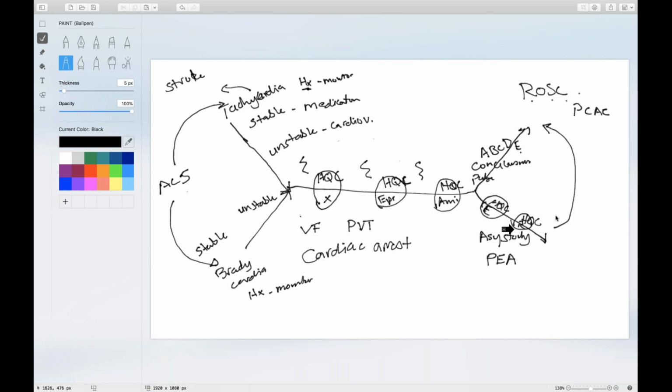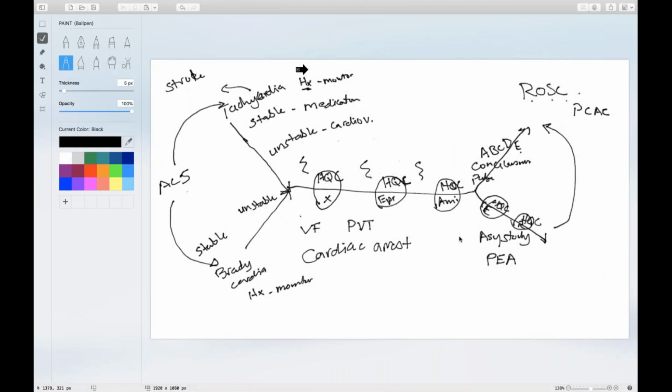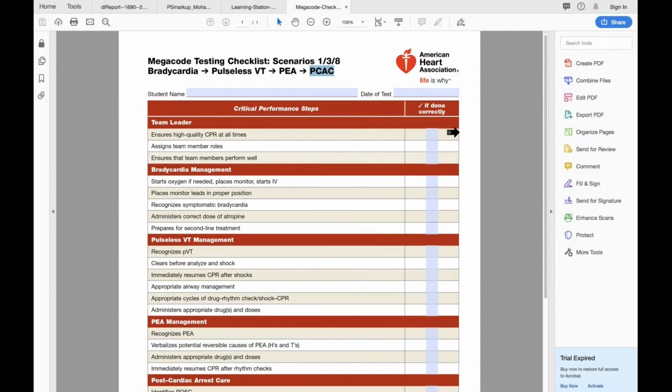Then the patient will go to post cardiac arrest care. Finally, he will follow this path to ROSC, where we want him to start by checking the pulse, consciousness, A, B, C, D, E. He will go through it, then his exam is finished.